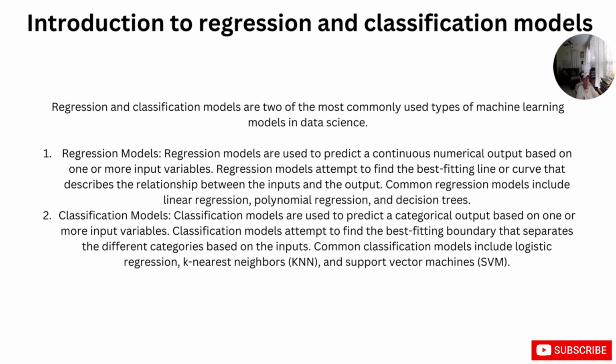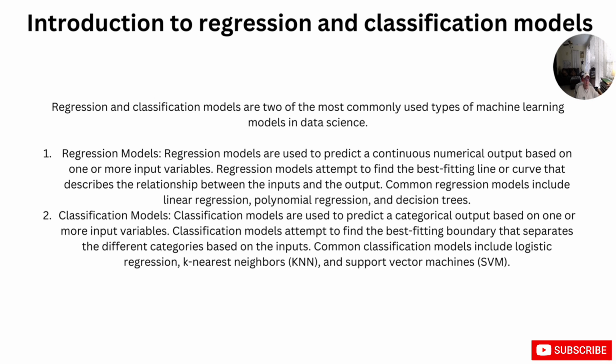Introduction to regression and classification models. Regression and classification models are two of the most commonly used types of machine learning models in data science. Number one, regression models. Regression models are used to predict a continuous numerical output based on one or more input variables. Regression models attempt to find the best fitting line or curve that describes the relationship between the inputs and the output. Common regression models include linear regression, polynomial regression, and decision trees.